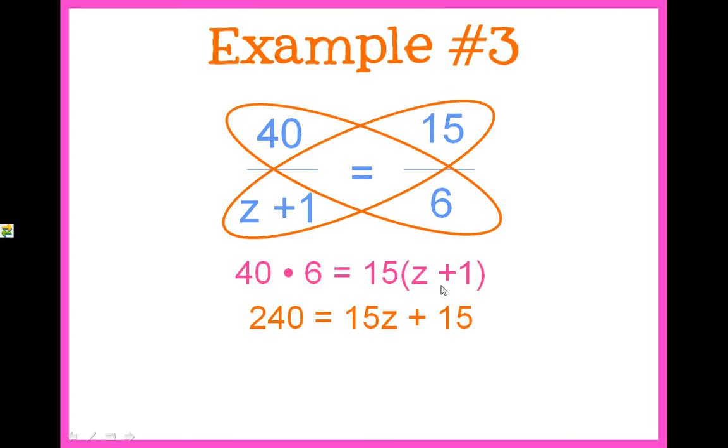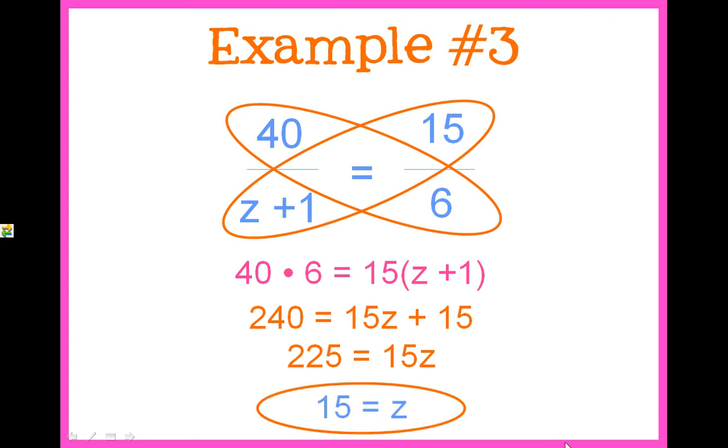So we're going to get rid of this 15 first, and to do that we subtract 15 from both sides. Now that we did that, we get 225 left on this side, 15z on this side. Now, to get rid of this 15, we divide by 15, and we get z is equal to 15. If you don't know what I did there, you need to go back and watch the two-step equation video.